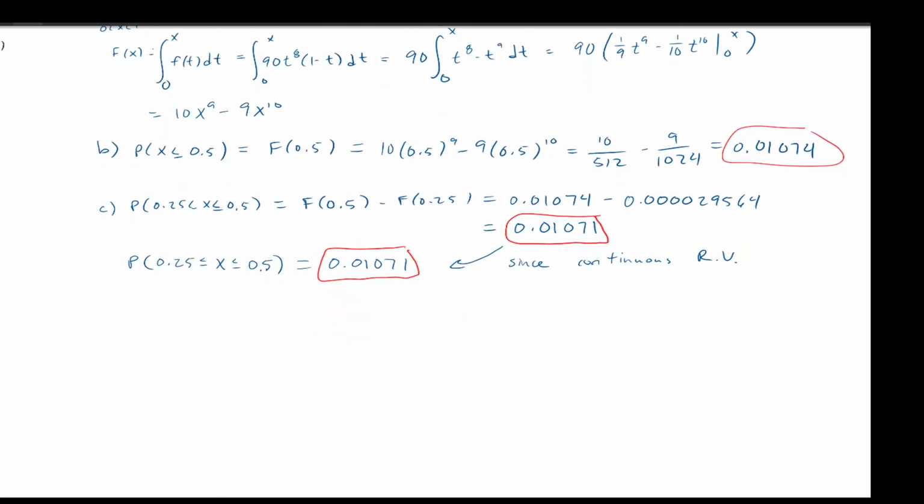Part D, find the 75th percentile. What's the 75th percentile? That means we want 0.75 less than this value. So F of x star should be equal to 0.75. So the area to the left of this x value needs to be 0.75.